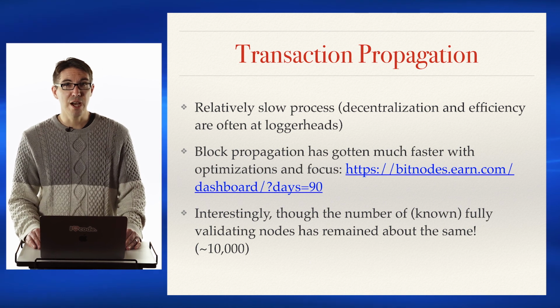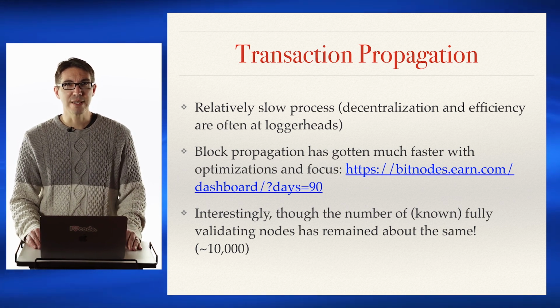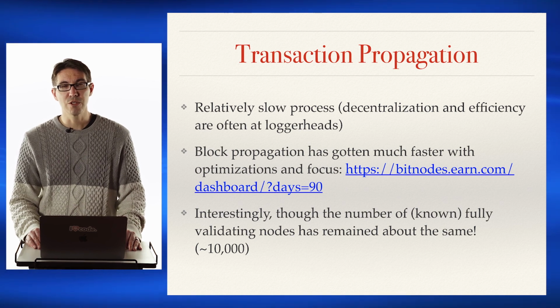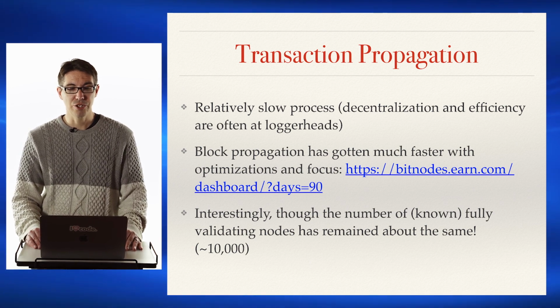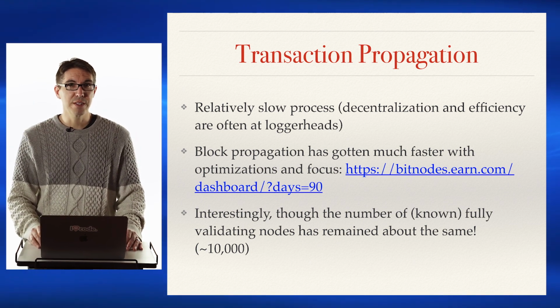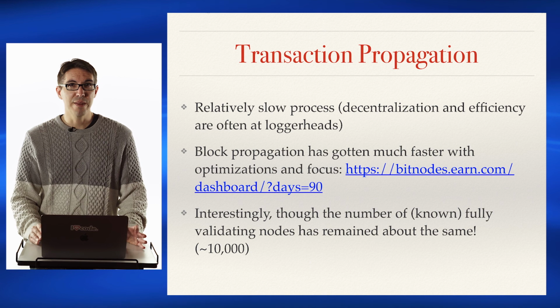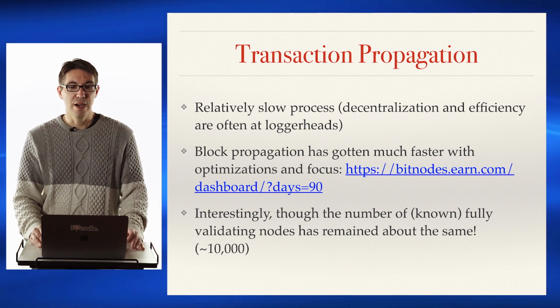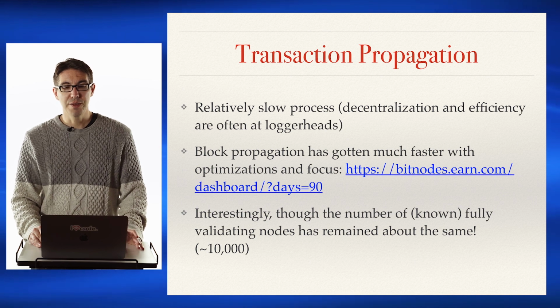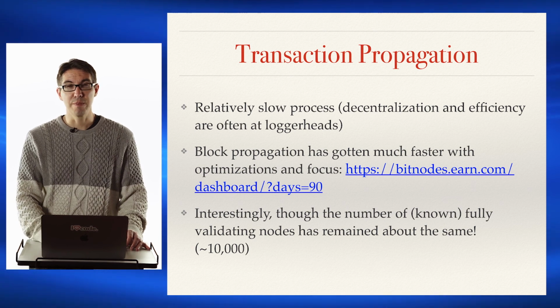Block propagation has actually gotten much faster with recent optimizations and a lot of focus on this. And so most transactions will get to the vast majority of nodes in the Bitcoin network within a few seconds, as long as you have a good internet connection. Interestingly, the size of the Bitcoin network in terms of full nodes has been relatively stable over the last few years. So the number of nodes that need to be propagated to is actually relatively small. We'll talk about, however, some of these other kinds of nodes that do exist, since not every node connecting to the Bitcoin network is a full node.